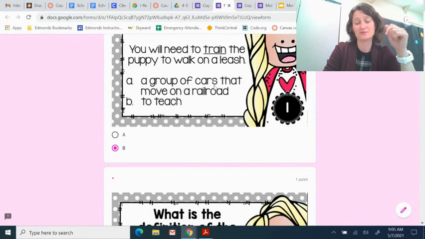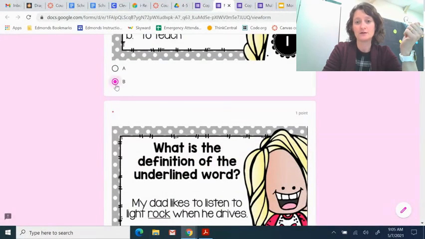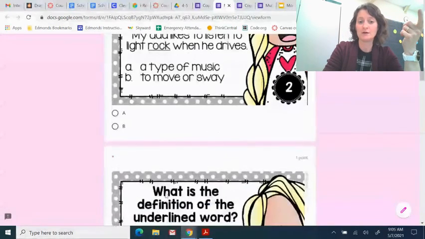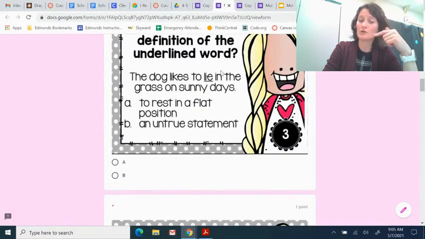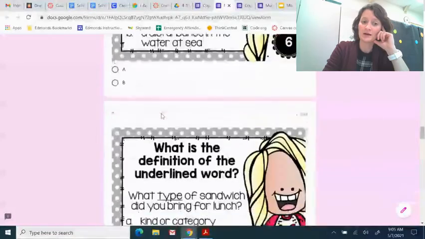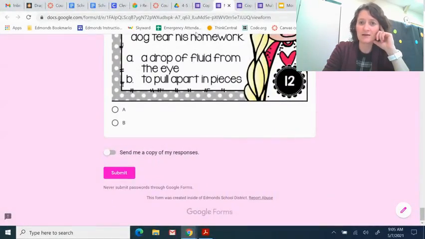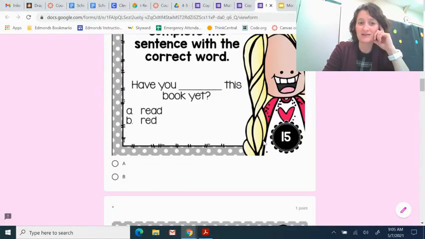Because a group of cars that move on a railroad is a train, but when you're talking about training a puppy, you're not talking about the railroad, okay? So then you would go to the next one. My dad likes to listen to light rock when he drives. Does that mean a type of music, or to move or sway? Okay, so you're going to go through and read all of these sentences, and then there's just 2 options to choose from. There's a few on form number 1, and then there is part 2.